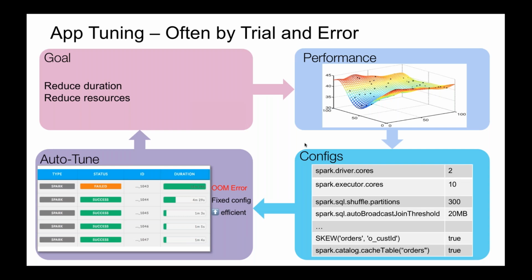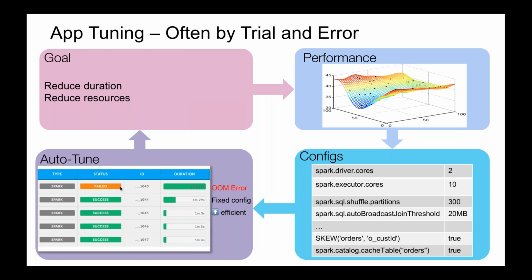An actual example here is that the very first time, the application failed because it had out of memory issues, right? When a data scientist sees something like that, their first instinct is to try to increase the available memory. It turns out that's actually not always the best solution. It could be that, for example, the shuffle partition is actually set to a bad value.